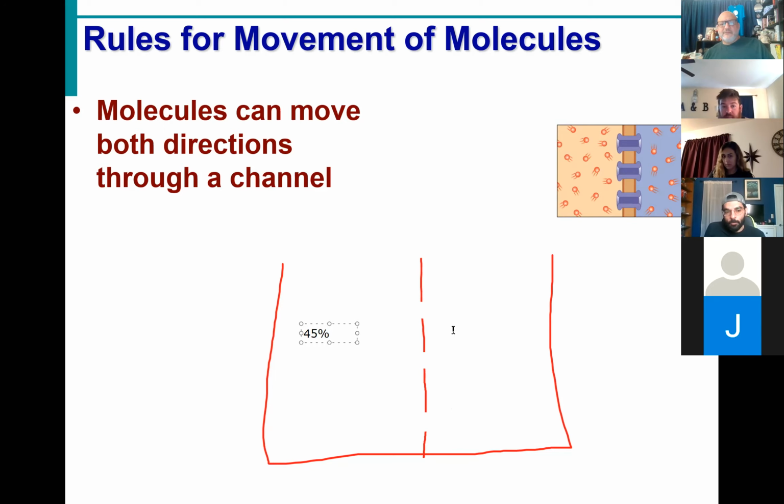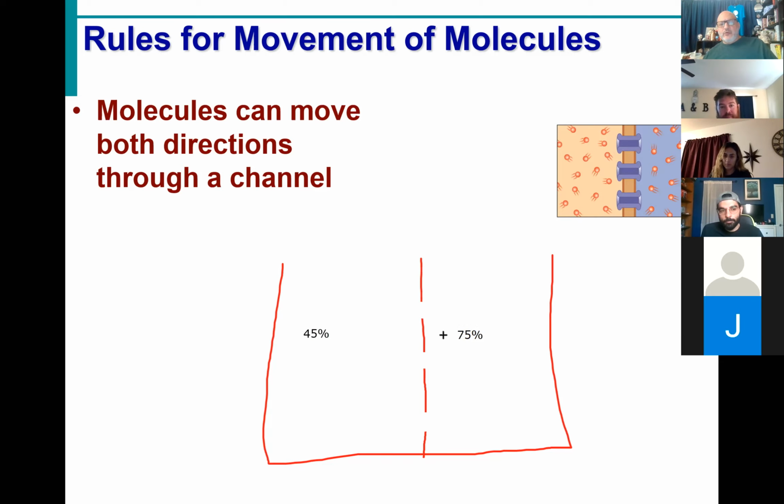Depends on what's on the other side. Exactly. It depends on what's on the other side. If on the other side it is 75%, which way is it going then? Both. Well, it will go in both directions, but what is the net movement going to be? Left. Net movement is going to be left. Excellent. And it will continue going left until what happens?